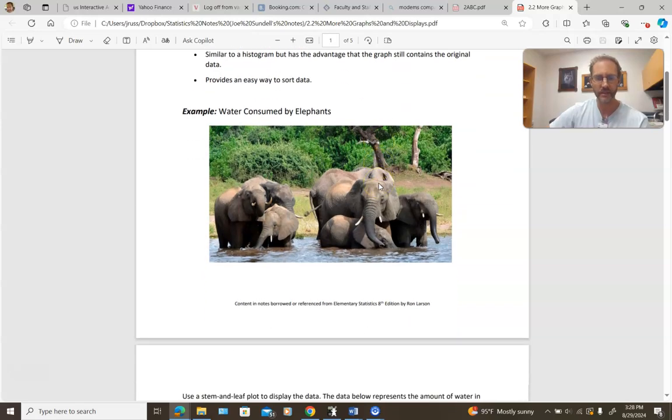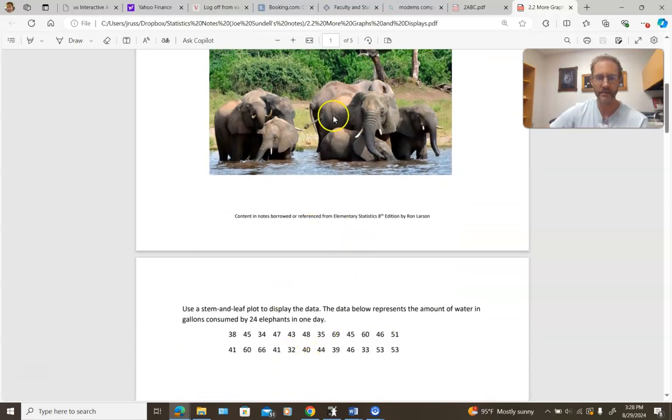First of all, let's look at the data. This is data concerning elephants. It says the data below represents the amount of water in gallons consumed by 24 elephants in one day. As you can imagine, an elephant would consume a significant amount of water, and these quantities are quite substantial. One thing I noticed too, though, is that these are all double digits.